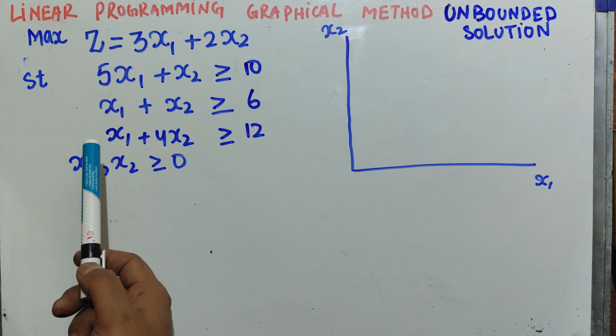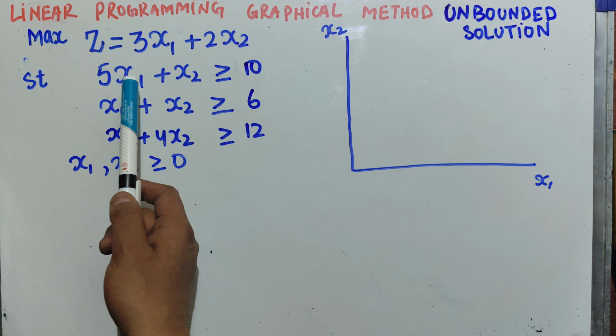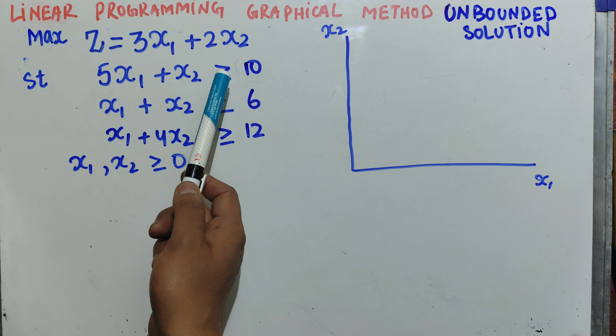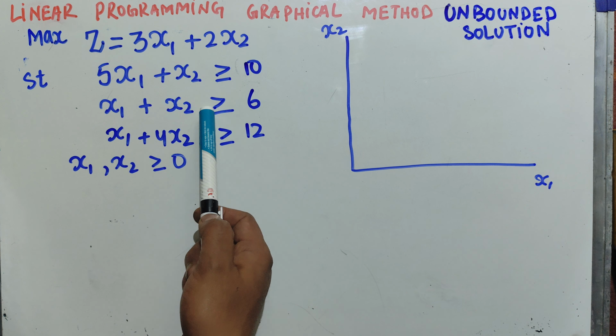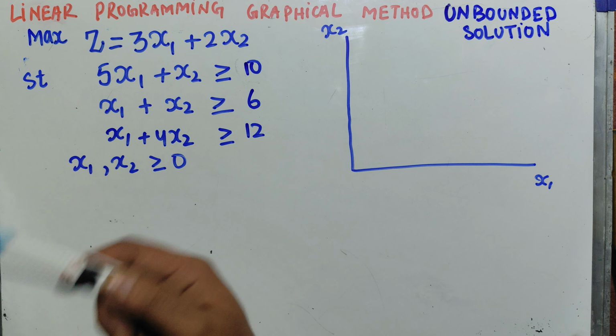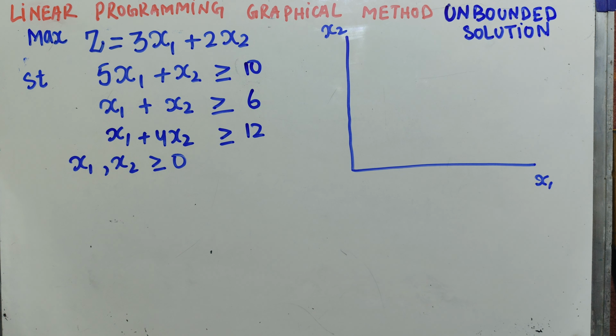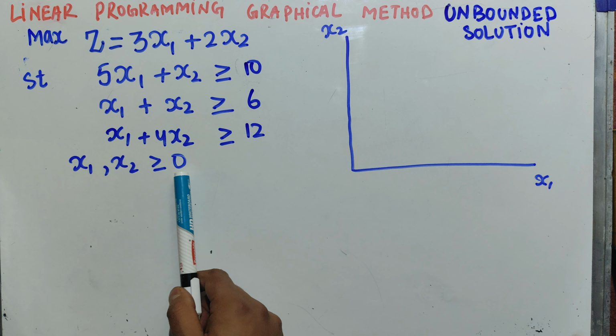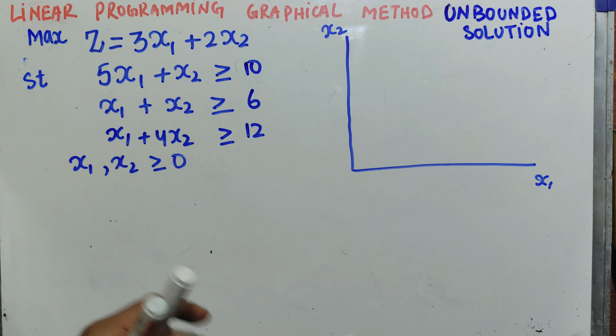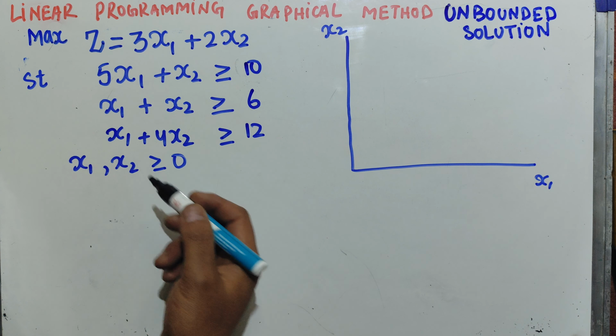have constraints here, that is 5x1 plus x2 is greater or equal to 10, x1 plus x2 greater or equal to 6, and x1 plus 4x2 greater or equal to 12. And we have these non-negative constraints, that's x1, x2 greater or equal to 0. Okay, so let us see. Let us take these one by one.